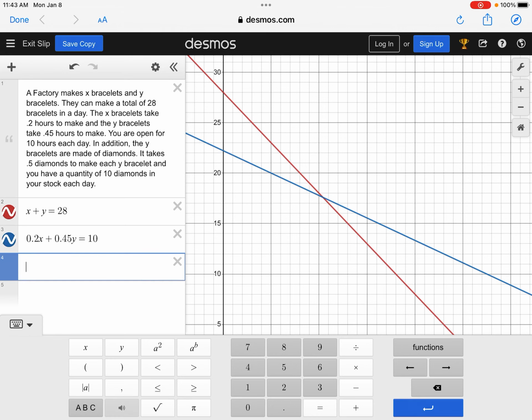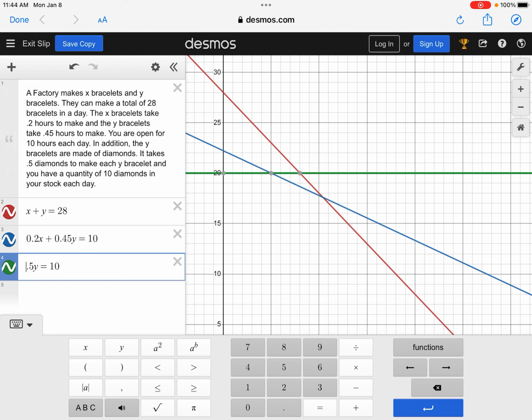Okay? And then the third restriction for us is the diamonds that go into these bracelets. It takes 0.5 diamonds to make each Y bracelet, and we have a quantity of 10 diamonds in our stock each day. So we're going to set 0.5y is equal to 10.